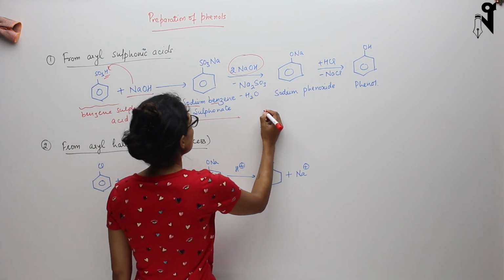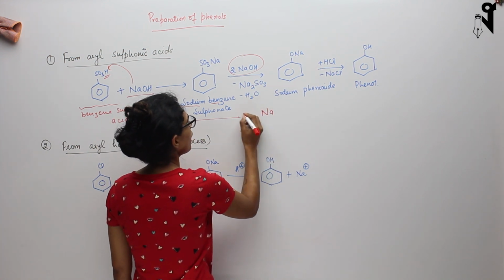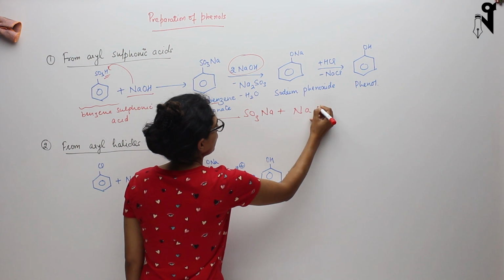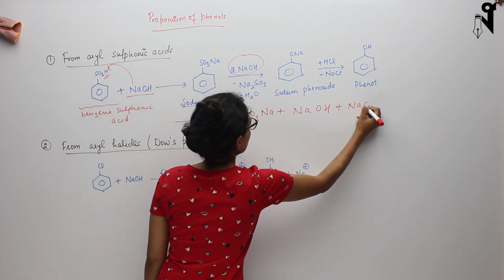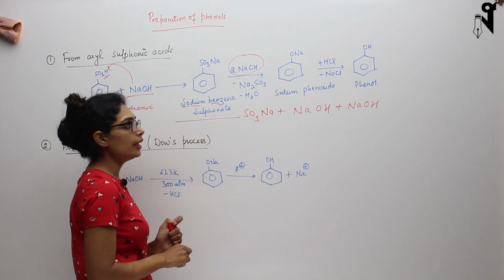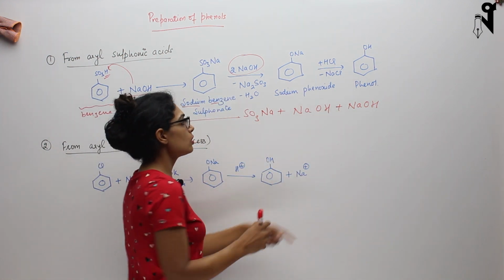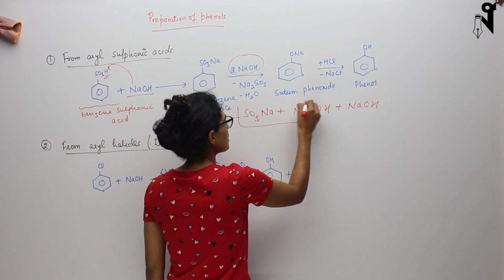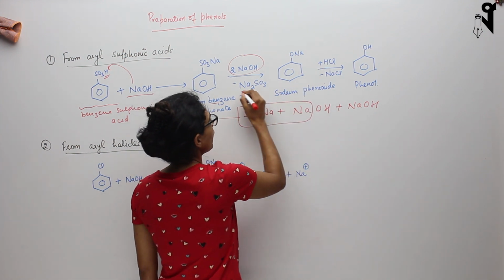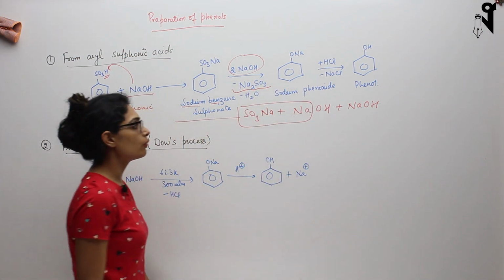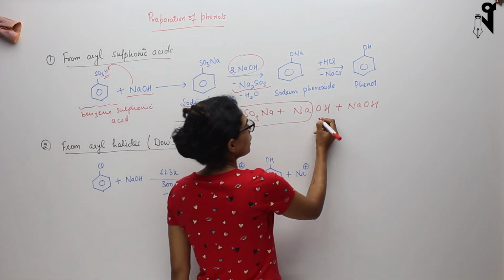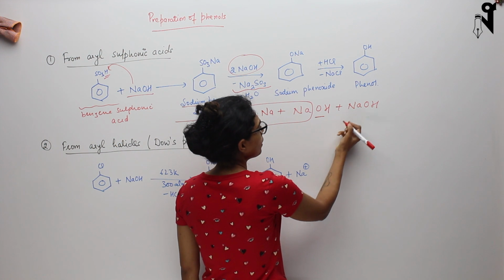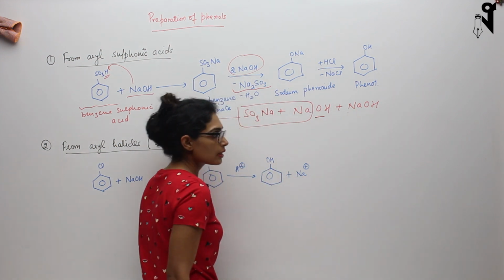Now let's see what these 2 moles of NaOH will do. Let me just write it this way. I have SO3Na, NaOH from one molecule, another mole of NaOH, and this Na will go together with SO3Na to form Na2SO3, which I have written over here. So Na2SO3 will be released. Now we will be left with what? We will be left with OH from this NaOH and ONa here as a complete thing.